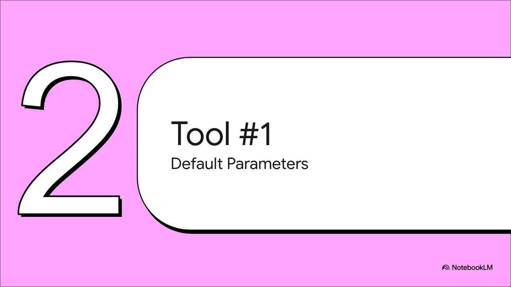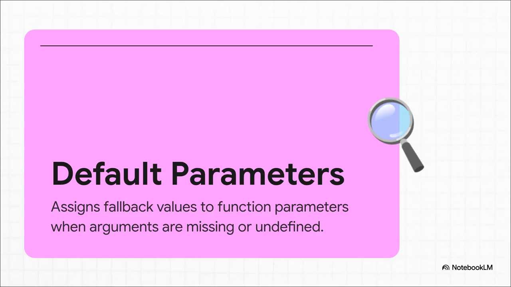Our first tool solves this directly, and it's the magic behind that super clean after code we just saw. So let's meet our first tool, default parameters. Default parameters are basically a safety net for your functions. They let you set up a fallback value right there in the function definition that just automatically kicks in if an argument is missing or, and this is important, if someone explicitly passes in undefined.